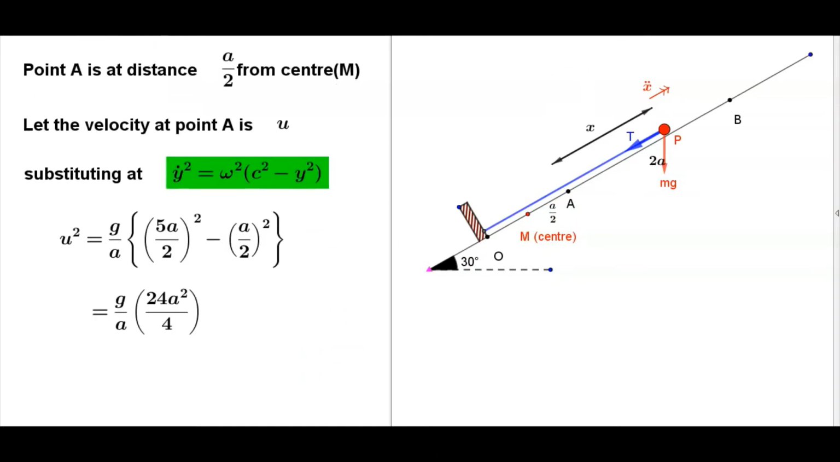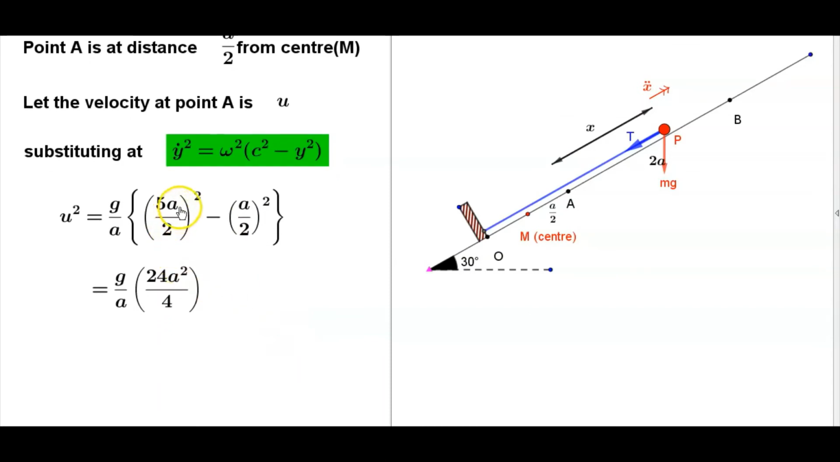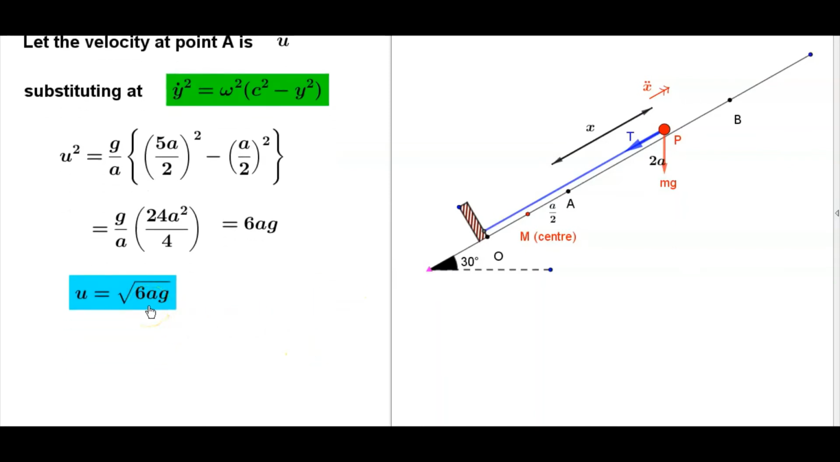So when we simplify this one, g over a into 25a squared over 4 minus a squared over 4. Therefore this is 24a squared by 4. This simplifies to 6ag. Therefore velocity u is equal to square root of 6ag. That means the velocity at this point A is square root of 6ag. Before the string becomes slack, the velocity is square root of 6ag.